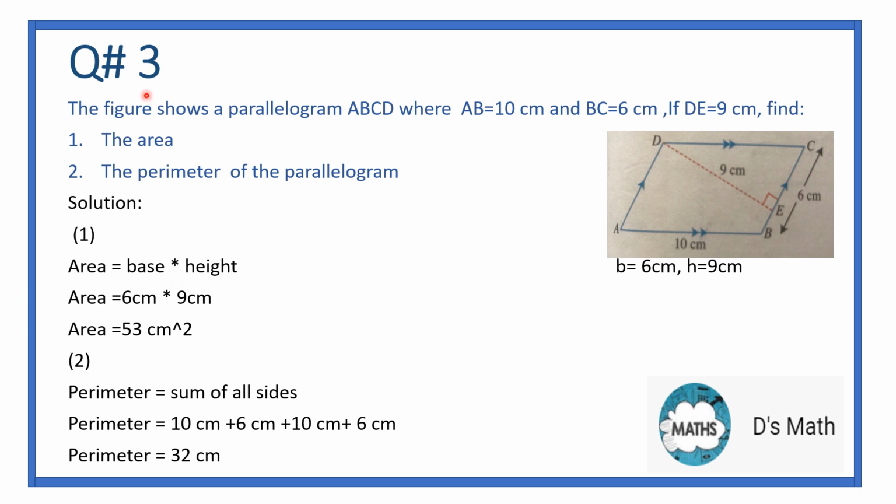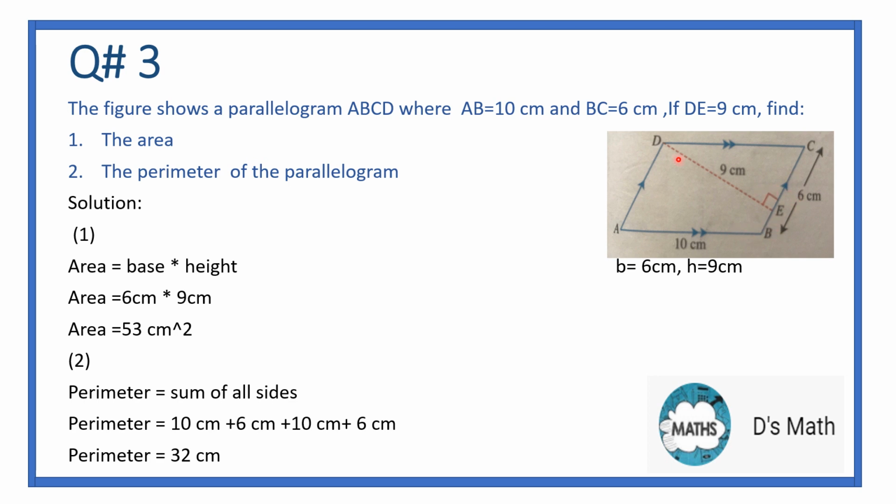Now we will do question number 3. The figure shows a parallelogram ABCD where AB is equals to 10 centimeter, BC is equals to 6 centimeter, and if the height is equals to 9 centimeter, find the area of the parallelogram. Now if we look carefully at the figure, first we have to know what is the base.